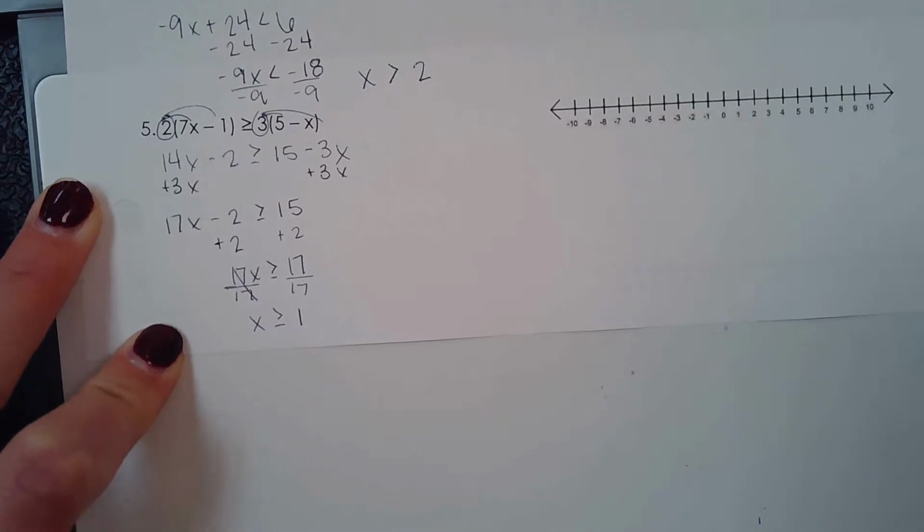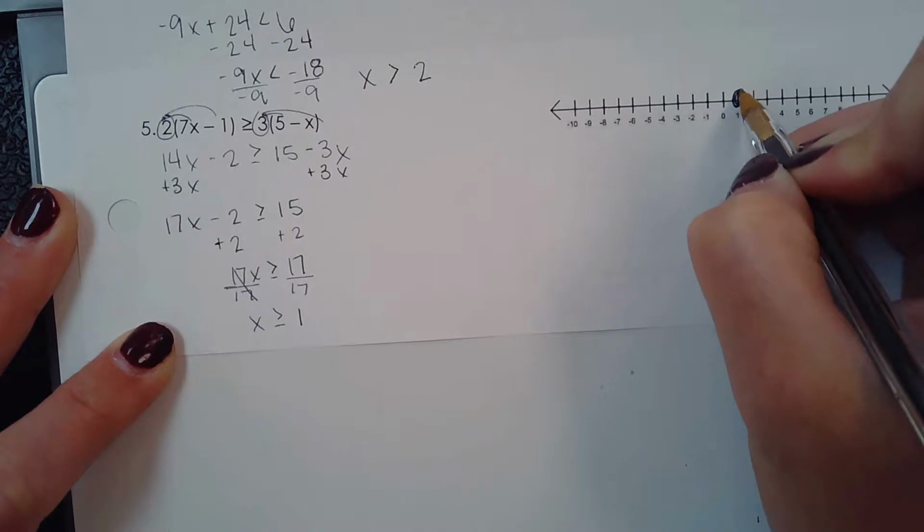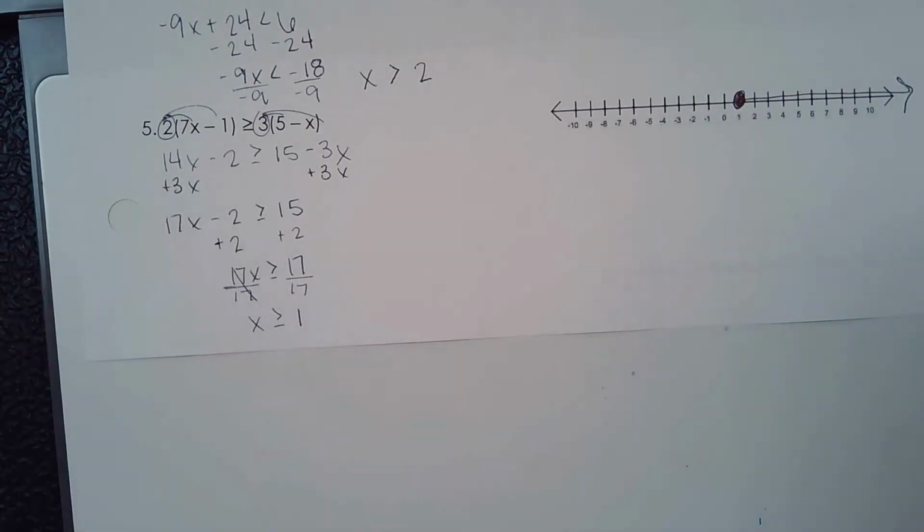So when we go graph that, are we going to have an open circle or a closed circle? Closed circle at 1, do we shade left or right? To the right. Questions?